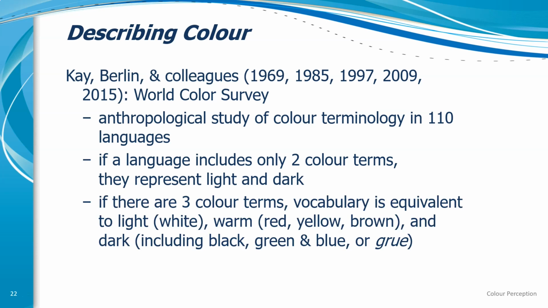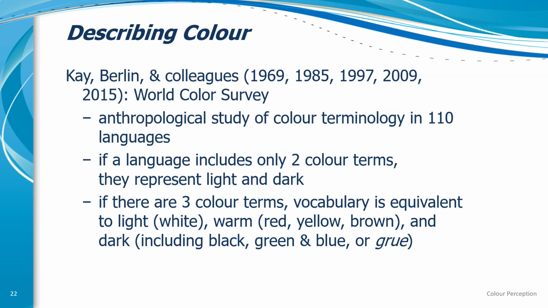Some languages have three color terms, and if that's the case, again, there's this universal pattern. It's basically equivalent to light, which means white, warm, which is red, yellow, and brown, and dark, which includes black, green, and blue, or GRU. Seriously, this is what they call it in anthropology, GRU. GRU refers to the part of the spectrum from green to blue, but it's not differentiated. You don't pull out and differentiate green and blue.